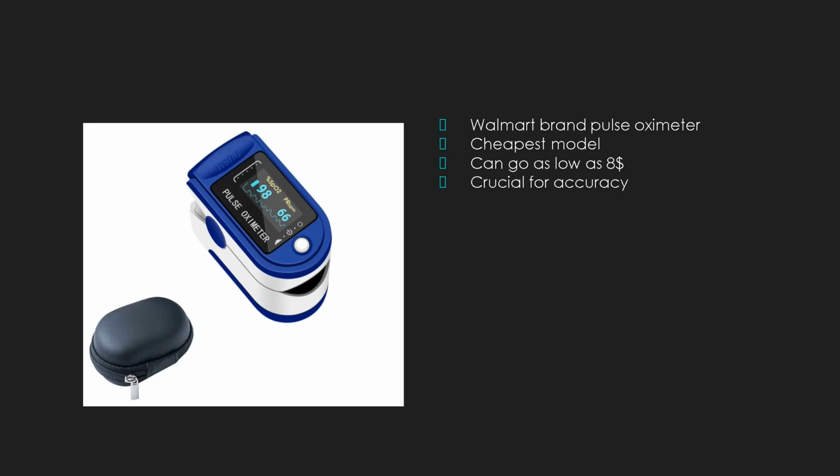The last one we purchased is the Walmart brand pulse oximeter. This was the cheapest pulse oximeter at about $8, sold in Walmarts everywhere. This device was very important as not everyone can afford expensive pulse oximeters, so cheap ones need to be tested for their accuracy as well.